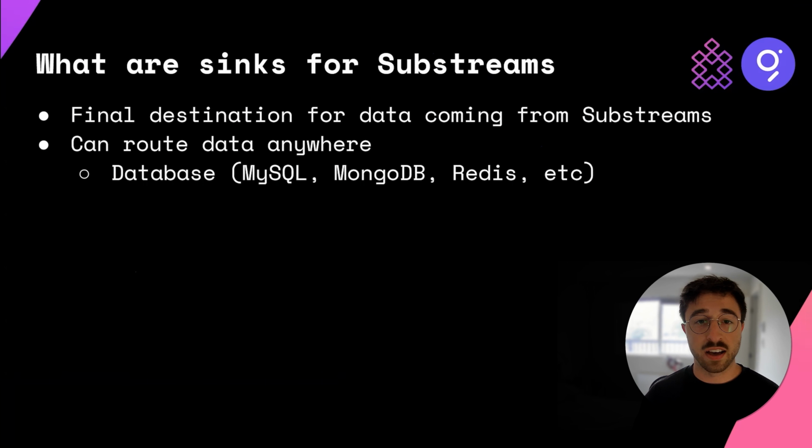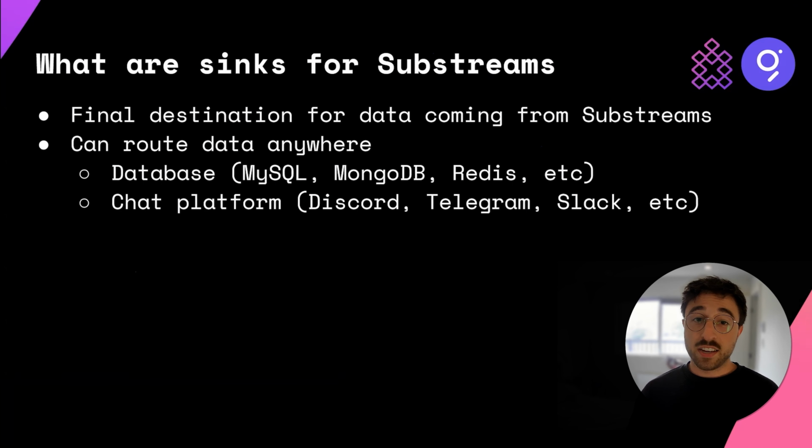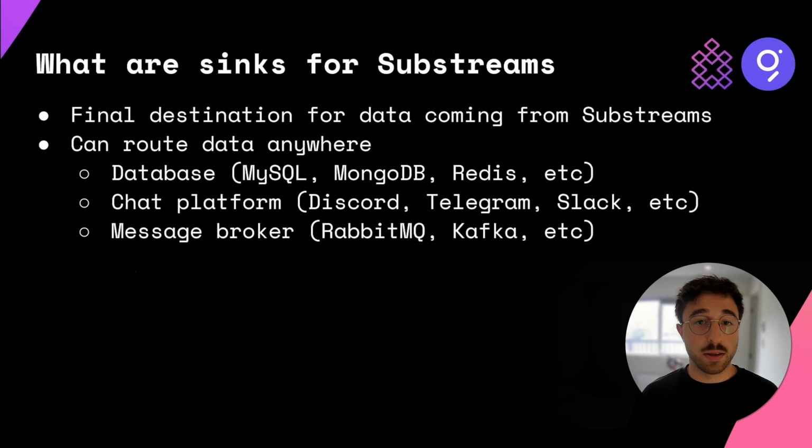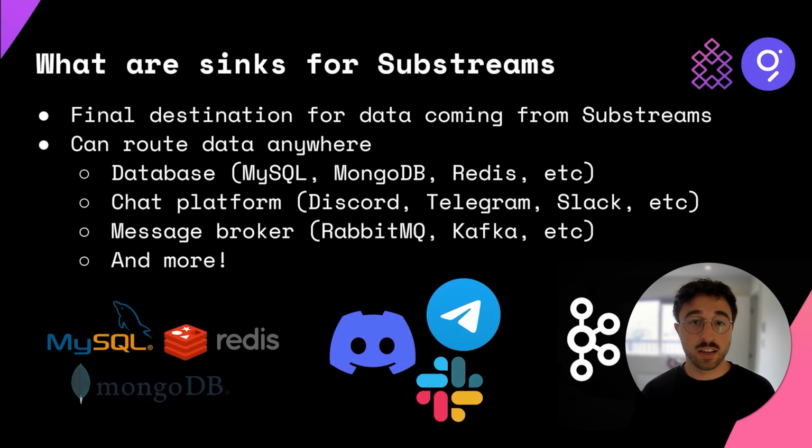So for example, we can have database syncs for SQL databases, also NoSQL databases like MongoDB, KV storage syncs for Redis, and any other types of database. It can even send messages to your favorite chat platform like Discord, Telegram, Slack. So for example, you could create a bot that sends messages containing blockchain data on a specific message channel. A sync can also route data to a messaging queue solution like RabbitMQ or Kafka. It could also route data to Prometheus, a logging solution, Elasticsearch, and many more. So as you can now understand, possibilities are endless regarding where a sync can route data.